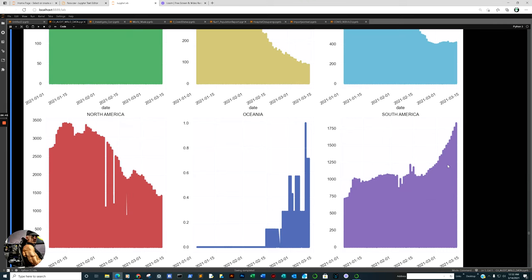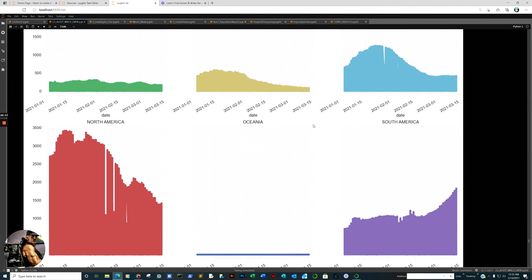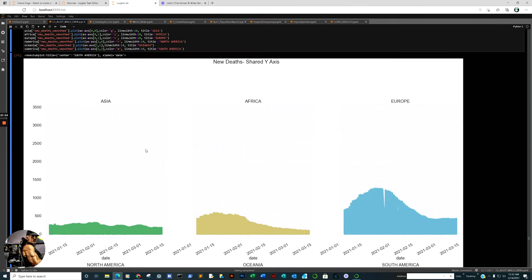South America. See, that's the weird part about it. Look at that South American death rise right there. It's just increasing, however North America is dropping, and Oceania, again, very low. New deaths showing you share on the y-axis. See right there? It's now past North America. Remember last week it did not.